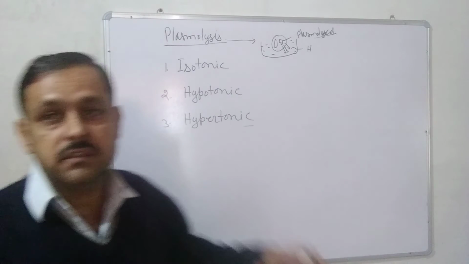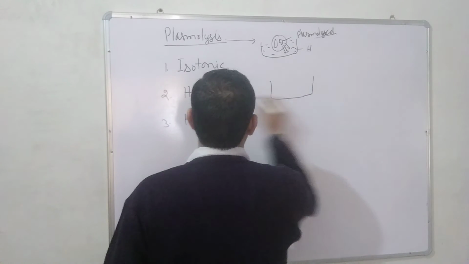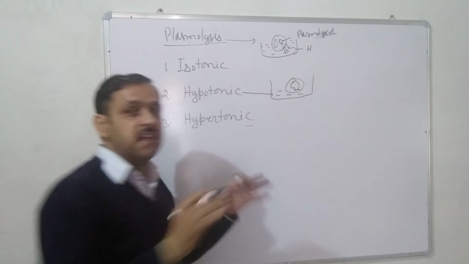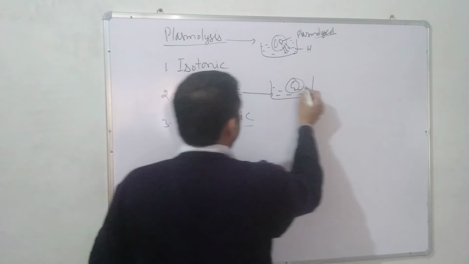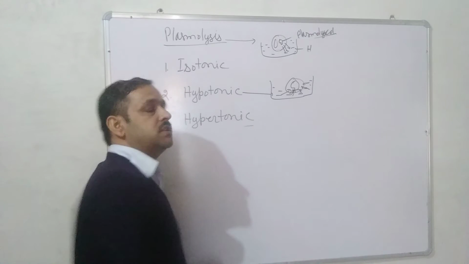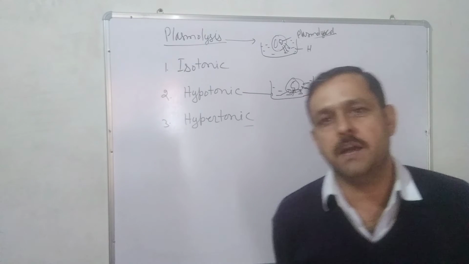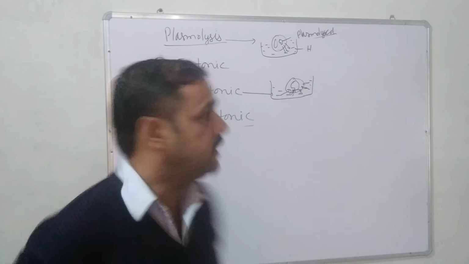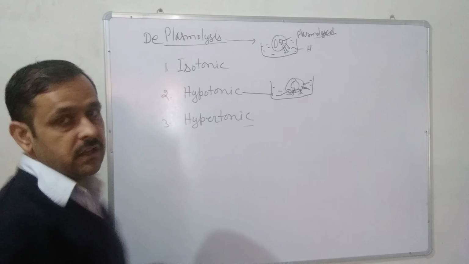Now whenever this plasmolyzed cell is put in a hypotonic solution, then water comes inside the cell from lower concentration to higher concentration, then the cytoplasm or protoplasm comes back to its pre-existing state and the cell becomes flaccid, and this phenomenon is called deplasmolysis.